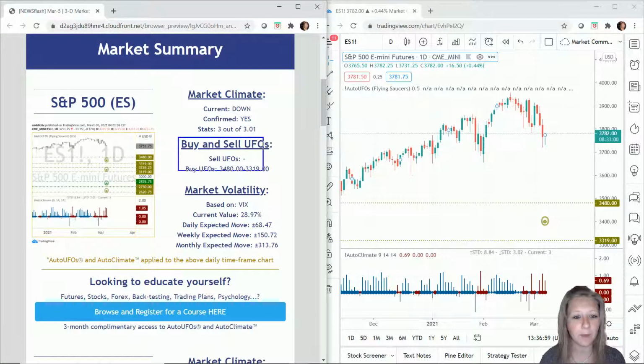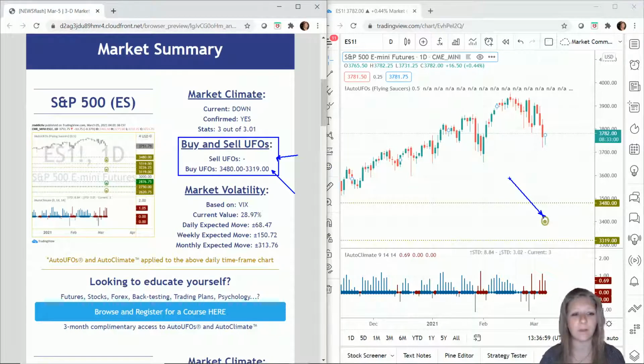When it comes to buy and sell UFOs, at the moment we have no sell UFOs. We've just come off of all-time highs. We don't have much data above us. We don't have any sell order information at the moment on this market. When it comes to buy orders, the closest one that we have, which is this one here, is 34.80 to 33.19, which is quite a way below us.